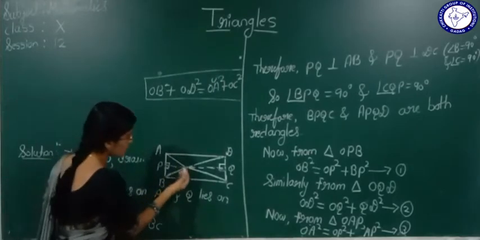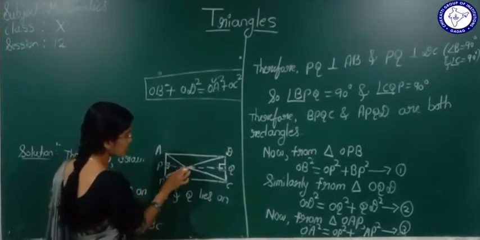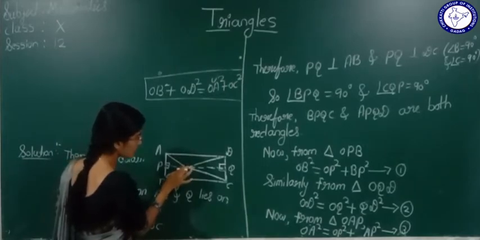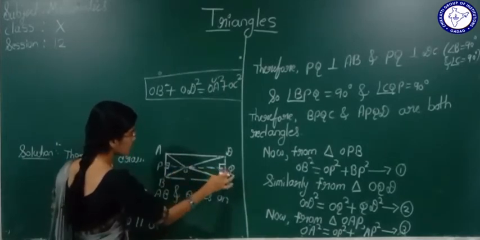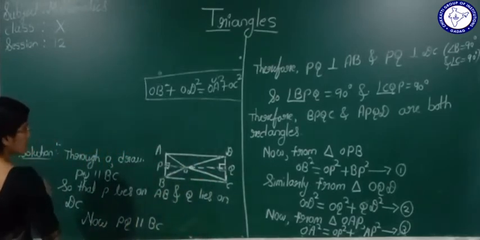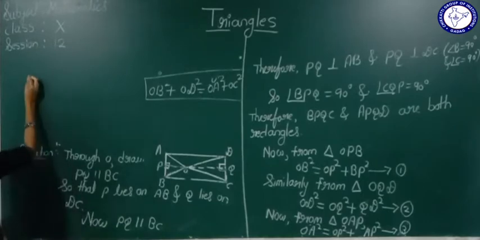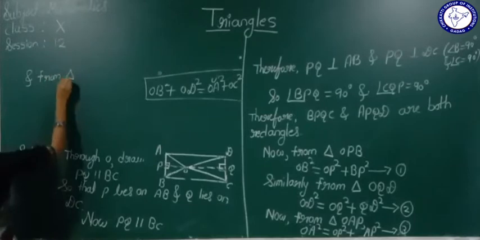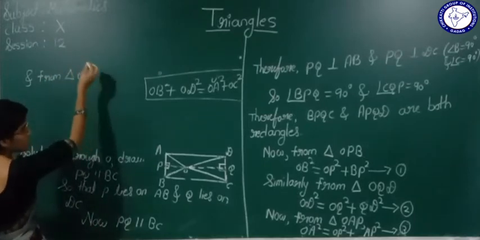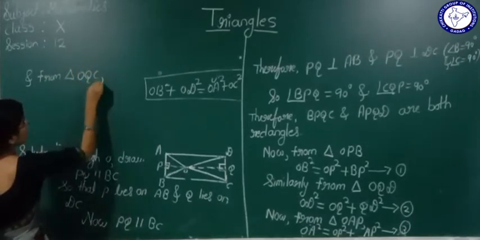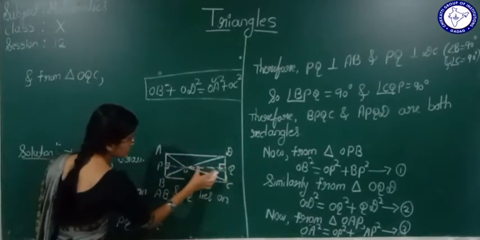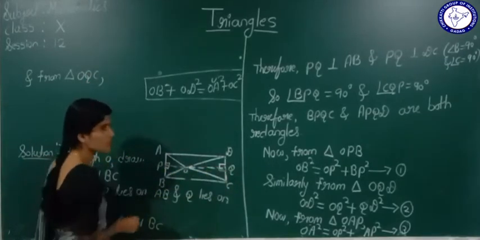Now see. Now from triangle OQC, okay? From triangle OQC, this is a right angle triangle. Here angle Q is 90 degrees.